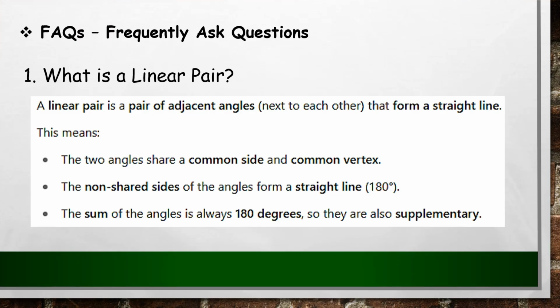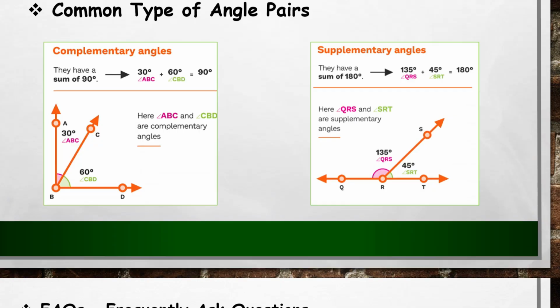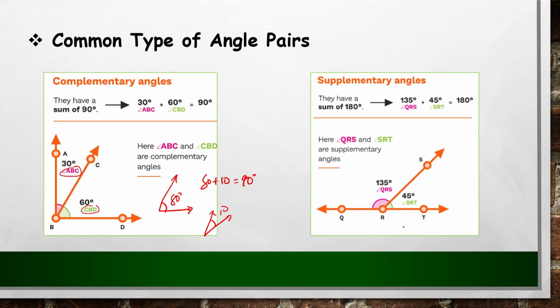Okay, so what do you mean by linear pair? Another term that we need to remember in our lesson for today. So a linear pair is a pair of adjacent angles, of course, next to each other, that form a straight line. This means that the two angles share a common side and a common vertex, which is the definition of adjacent angles. The non-shared sides of the angles form a straight line, which of course, if you measure that, is going to be 180 degrees. So that means also that the sum of the angles is equal to 180 degrees, which means they are supplementary. So this is a perfect example of a linear pair.